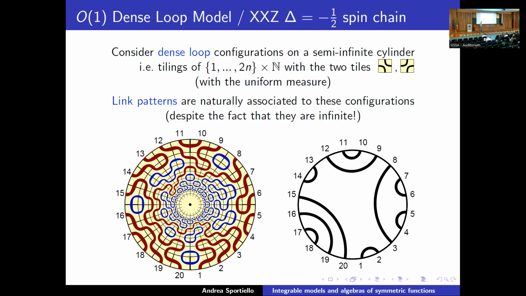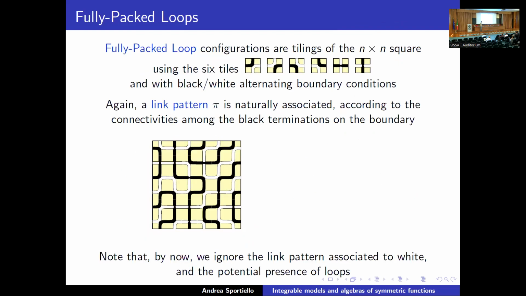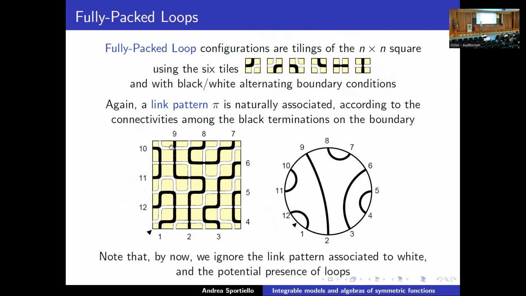You write them down and put them in a corner for a given value of n. Then you take a square of size n, and you fill it in all the possible ways with these 6 tiles, uniformly among the possibilities, which are now an infinite number. Again, you have the domain wall boundary condition, which means that black and white alternate along the boundary, and you follow only the black. For example, from here you go there. And so, by another recipe, you again have a link pattern.